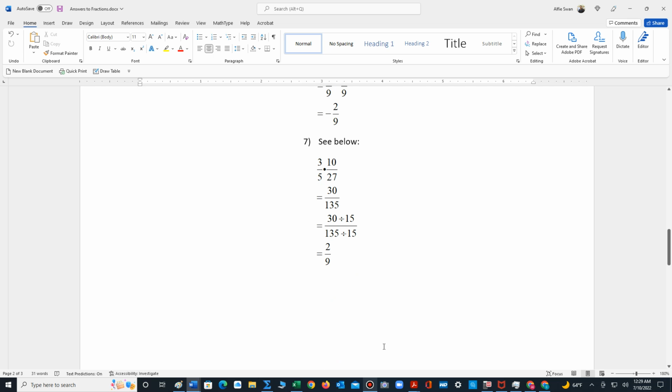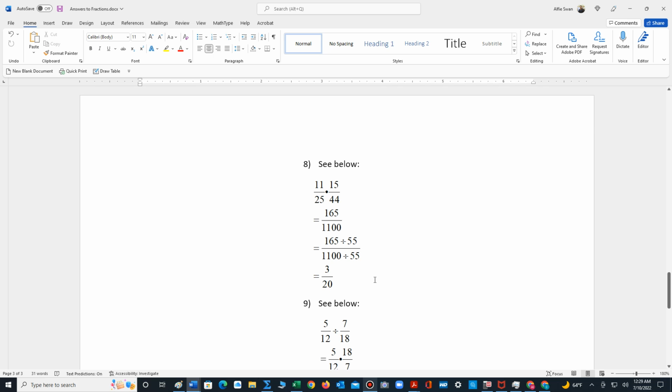Number 7, we're multiplying 3/5 and 10 out of 27. Multiply straight across. 3 times 10 is 30. 5 times 27 is 135. It turns out that 15 is a common factor to both numbers. So divide the numerator by 15, divide the denominator by 15 to get 2/9.